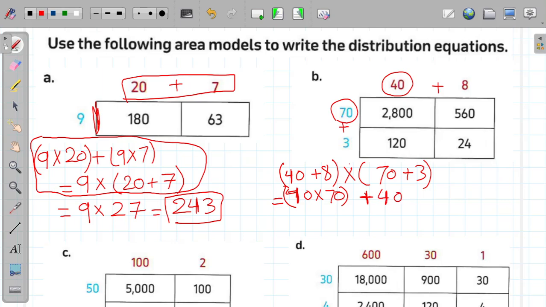So it will be 40 times 3. Next, I have 8 times 70. I multiplied 40 times 70 and 40 times 3. So 8 times 70 and 8 times 3. So I have 8 times 70 plus 8 times 3.